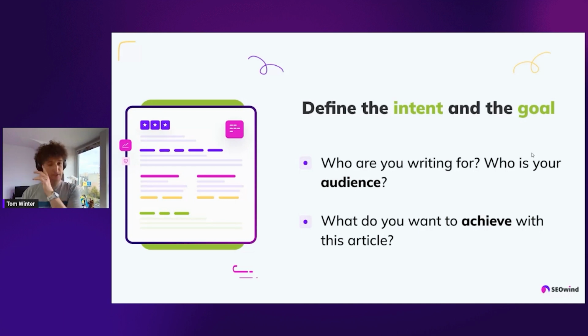So the first thing that you have to think about is to define the intent and the goal. Define who you are writing for, who your audience is, and what you want to achieve with the article. Is this article BOFU, MOFU, TOFU? Is it consideration? Is it for sales? And provide this information in the prompt to AI. I will be sharing a prompt later on, so you will actually see how all these puzzles that I will be talking about are put into the prompt together, so you'll be able to understand where it came from and why I'm talking about these specific things.